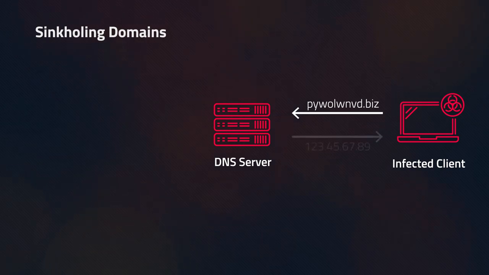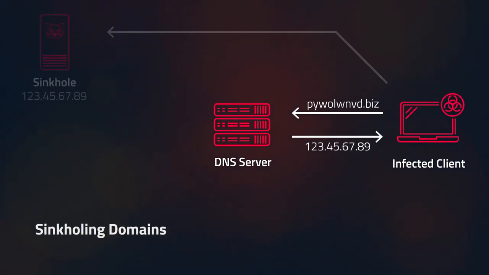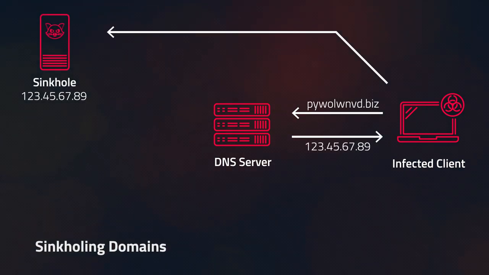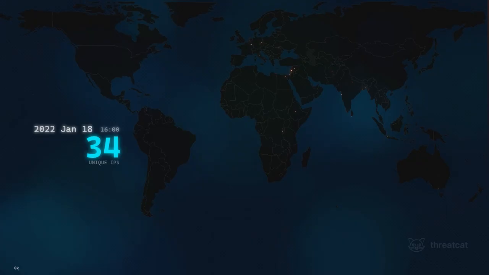By registering DGA domains ourselves, we can redirect the requests to our own web server. On this server, we record the client's IP and the timestamp of the request. These IPs can then be used to inform those affected by the infection. Additionally, the affected IPs can also be displayed on a world map to see how the number of infections has developed over time. And that's precisely what we did.